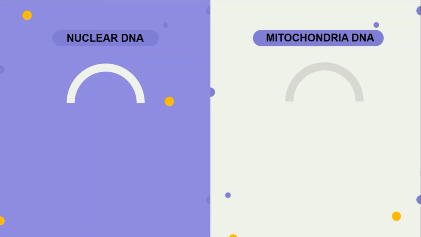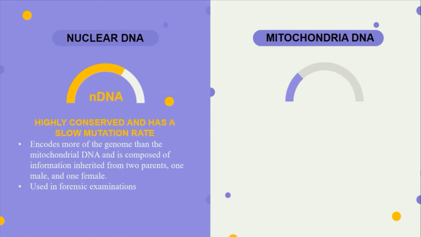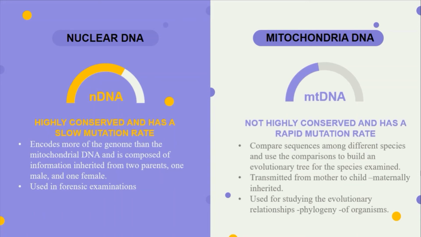Now, we have to know that there are two types of DNA marker. First, nuclear DNA, nuclear deoxyribonucleic acid. This DNA is contained within the nucleus of eukaryotic organisms and is highly conserved with a slow mutation rate. In mammals and vertebrates, nuclear DNA encodes more of the genome than mitochondrial DNA and is composed of information inherited from two parents, one male and one female. This type of DNA marker is the most common DNA used in forensic examination.